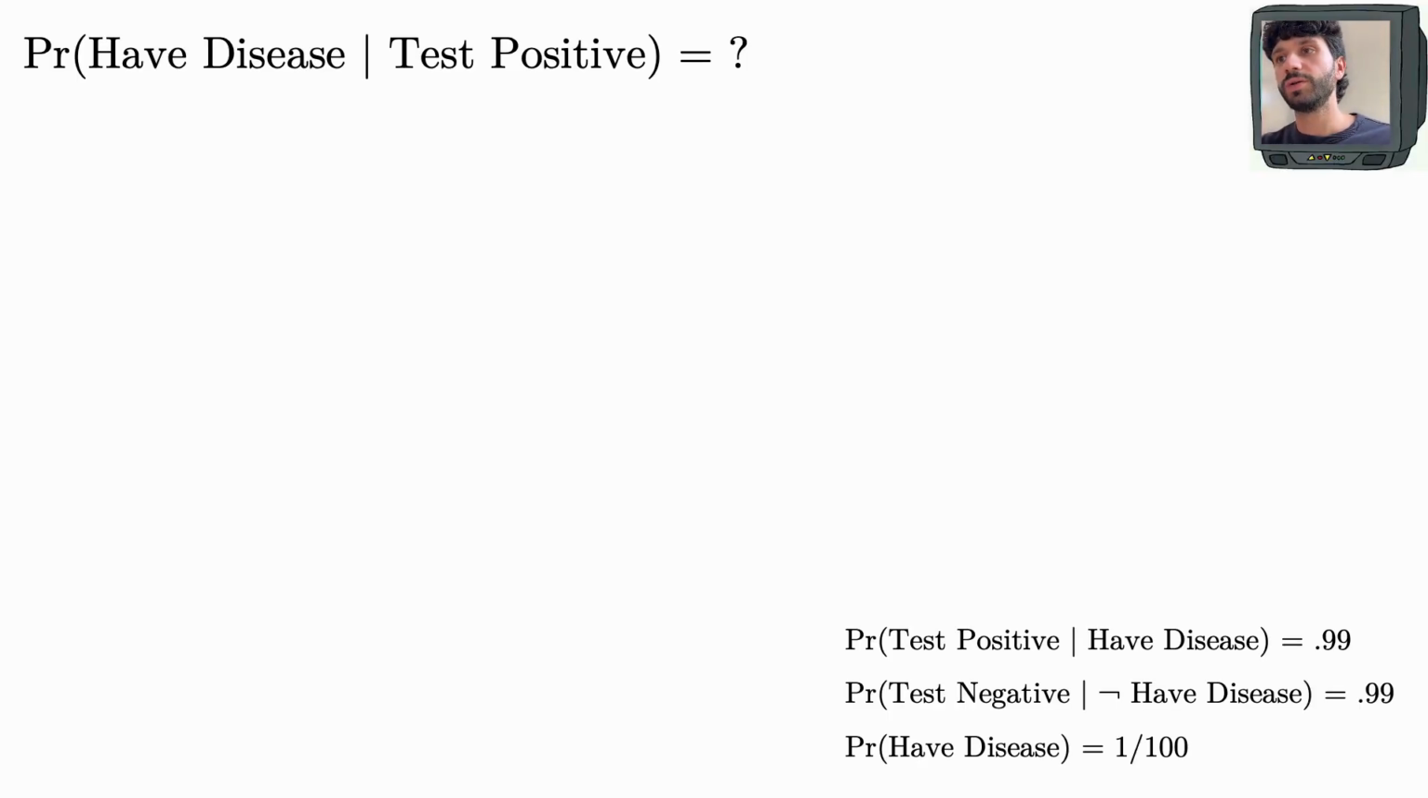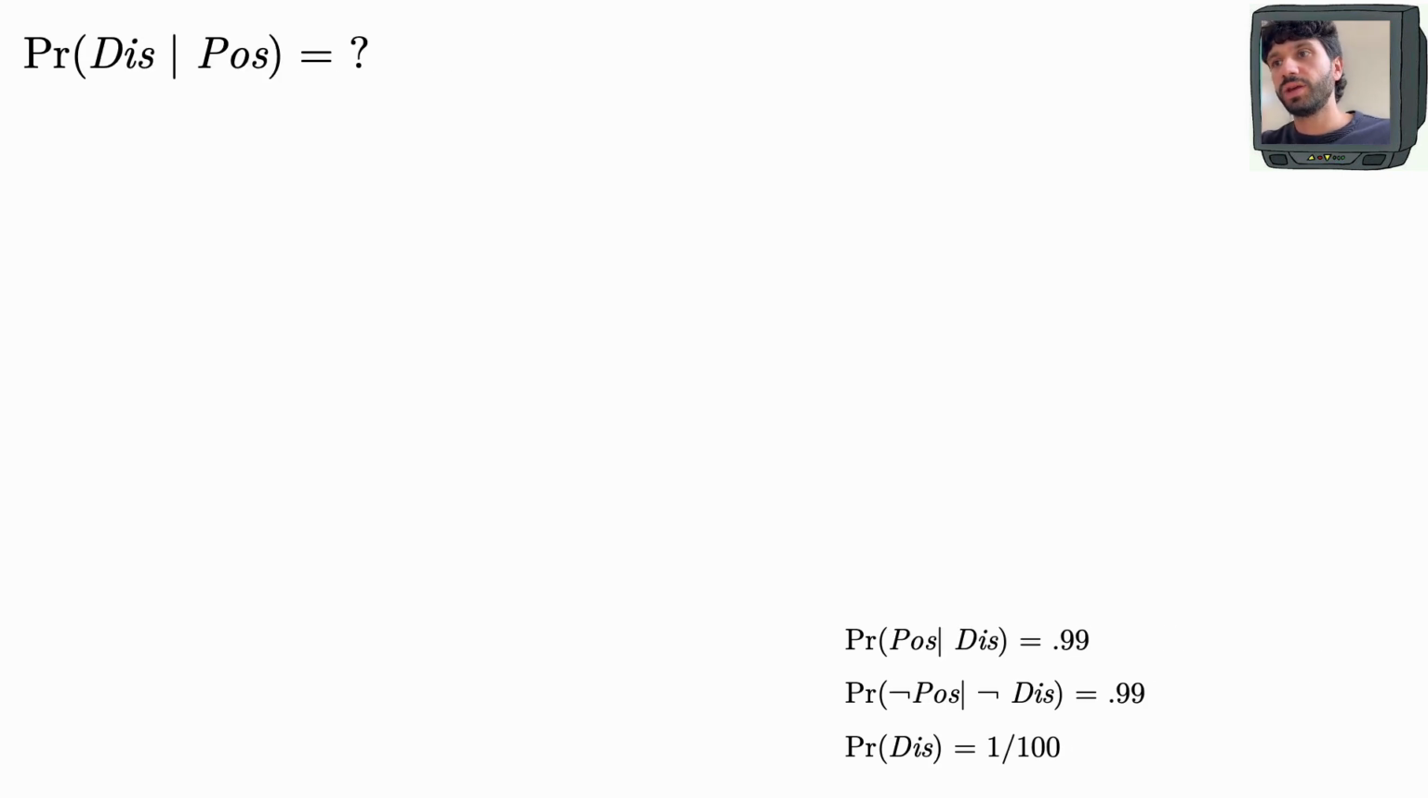So we want to know the probability that you have the disease given that you test positive, and I put the information in the bottom right corner. Let's simplify the notation a little bit here: the probability that you have the disease is DIS, for disease, and testing positive is POS, positive. Note that testing negative just means not testing positive, and being healthy or not having the disease is just not having the disease.